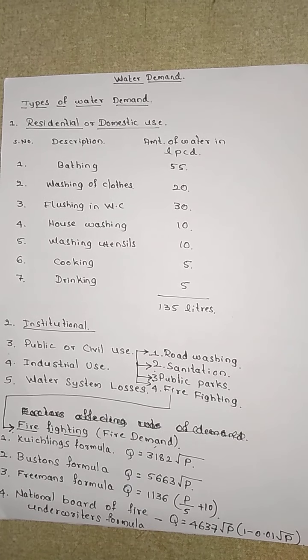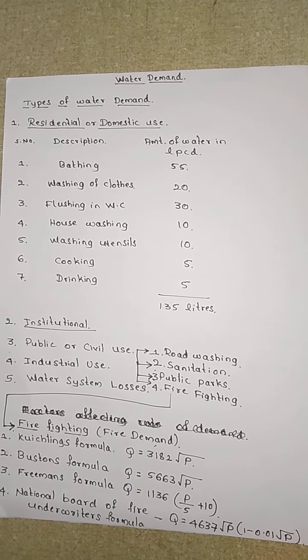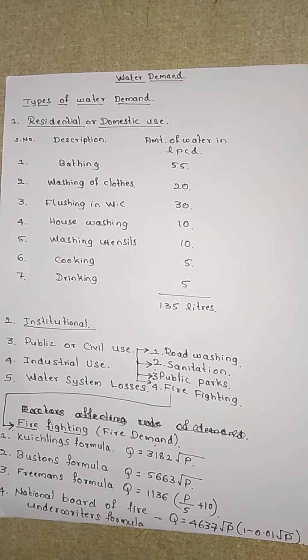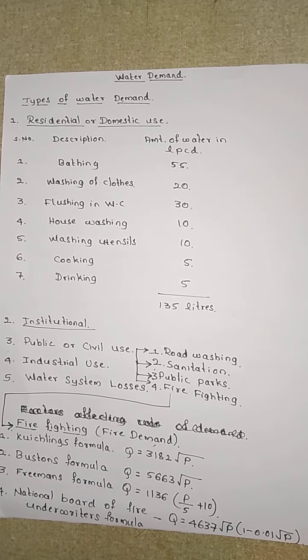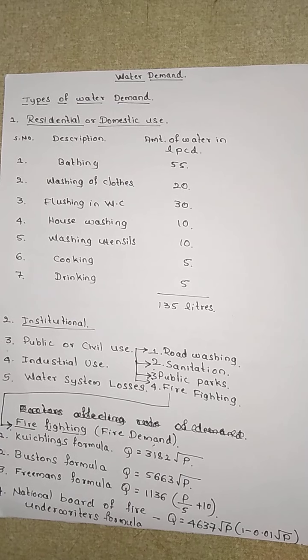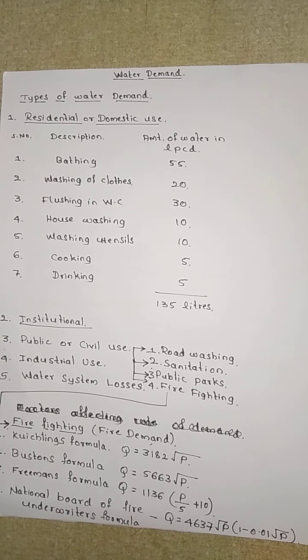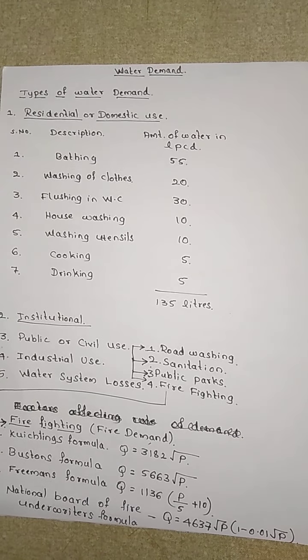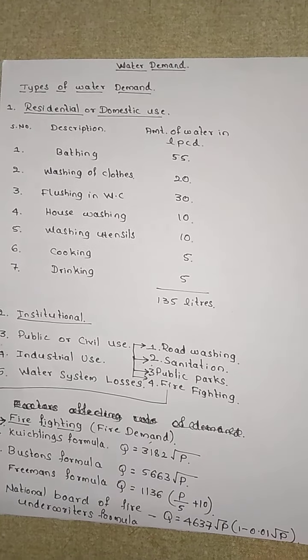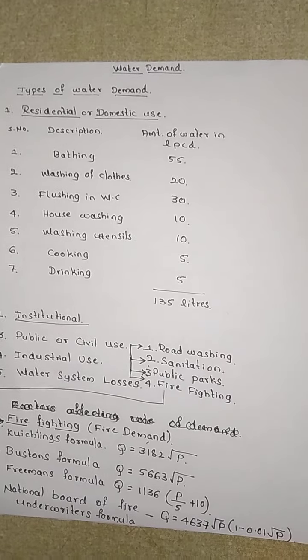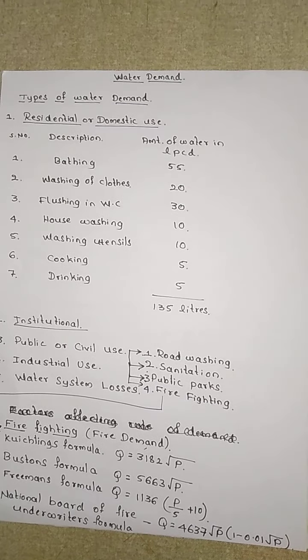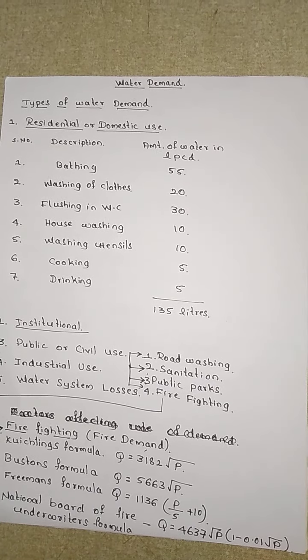Then for hotels, it is again calculated per bed. So per bed requires around 180 liters of water. Then residential hostels are going to require the same as our residential water demand, that is 135 liters. Nursing homes and medical quarters require 135. Boarding schools 135. Restaurants require 70 liters per person per day.